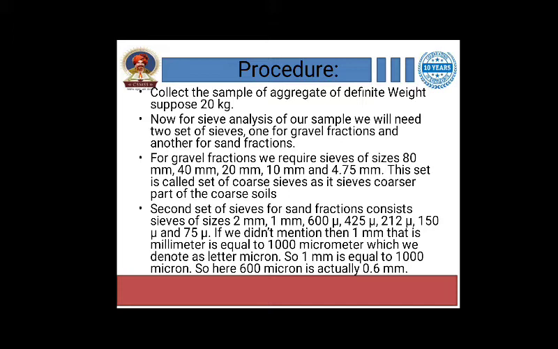Now for sieve analysis of our sample we will need two sets of sieves, one for gravel fraction, it means coarse aggregate, and another for sand fraction, it means fine aggregate. Now for gravel fraction we require sieve sizes of 80 mm, 40 mm, 20 mm, 10 mm and 4.75 mm. This set is called coarse sieves as it sieves coarser particles of soil, right? We have seen that in the previous slide.